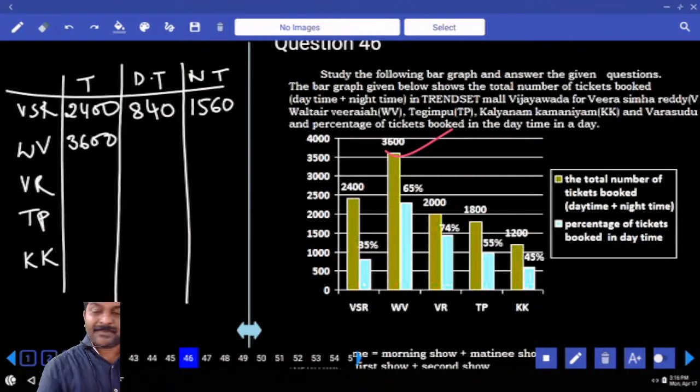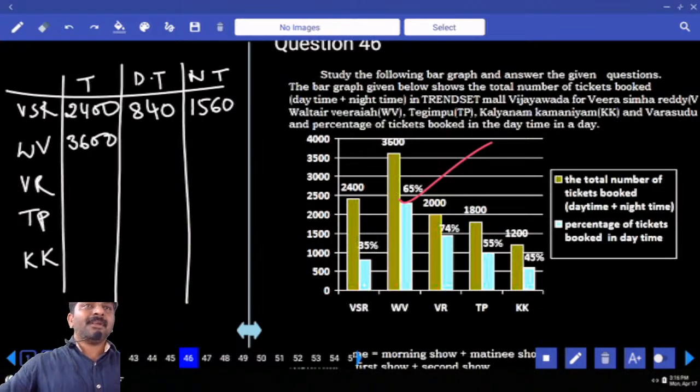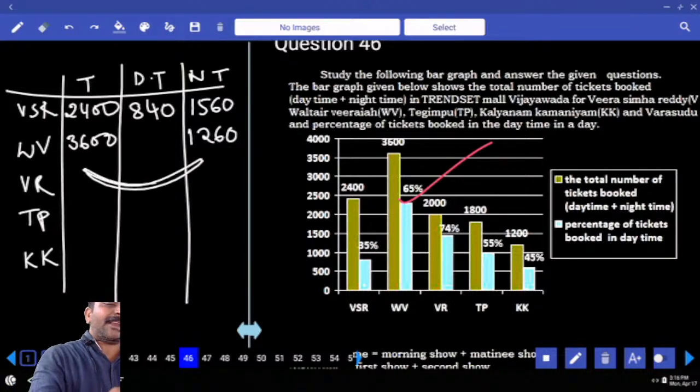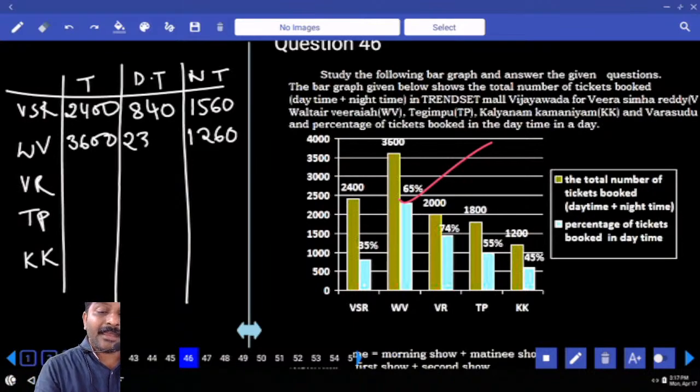Next, 3,600. Yes. Now daytime, what percent is there? I don't want to calculate 65%, but I'll calculate 35% and write in place of night time. Difference will be 65% only. 35%, just now we did. 25%, 1/4, 900. 10%, 360. Total 1260 is here. Is it okay? Now difference of these two numbers will be daytime tickets. Thousands places, 3,000 minus 1,000, 2,000. 600 minus 260, 340.